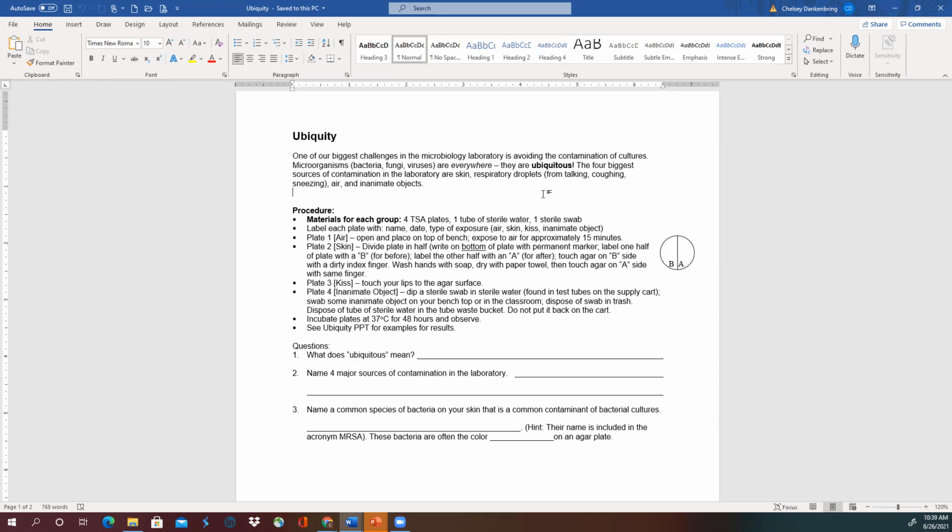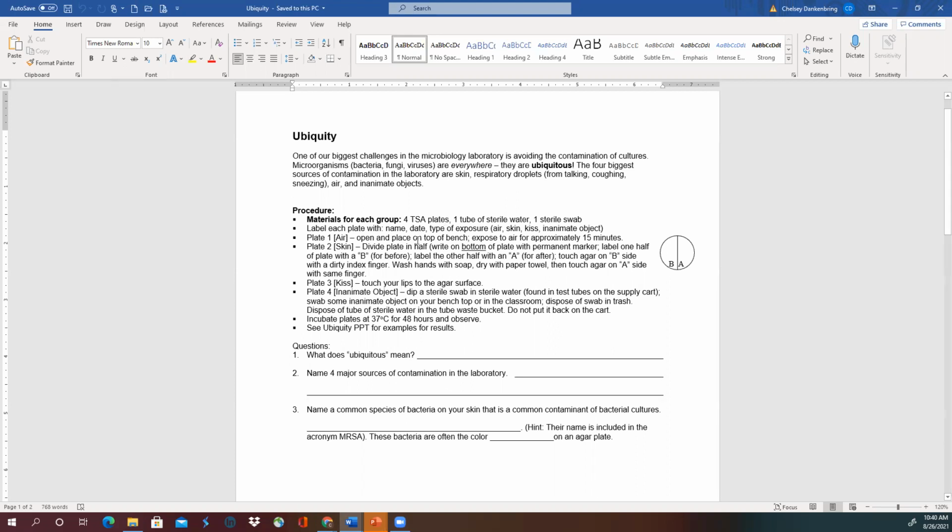And then the last one are inanimate objects, right? If I were to sneeze and then open the classroom door, anybody else who touched that handle could potentially get my germs. Same thing with anything in the lab. So those are our 4 big sources of contamination.